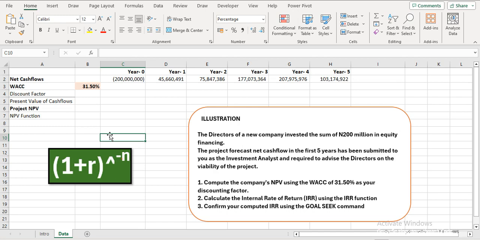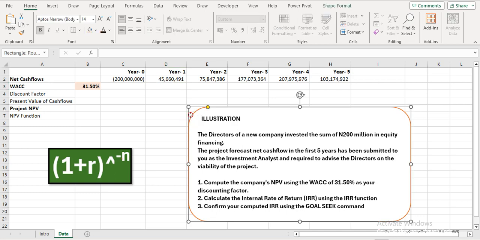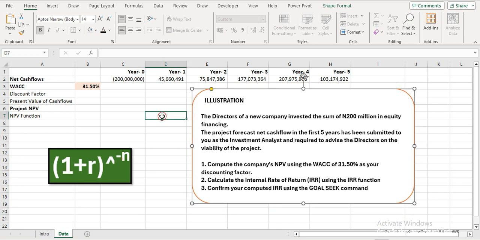First, let's look at what we are supposed to do. We have this information here. I have year 0 to year 5. And what am I supposed to do? Let's look at our illustration. We are told the directors of a new company invested the sum of 200 million in equity financing. The project's forecast net cash flow in the first 5 years has been submitted to you as the investment analyst and required to advise the directors on the viability of the project.